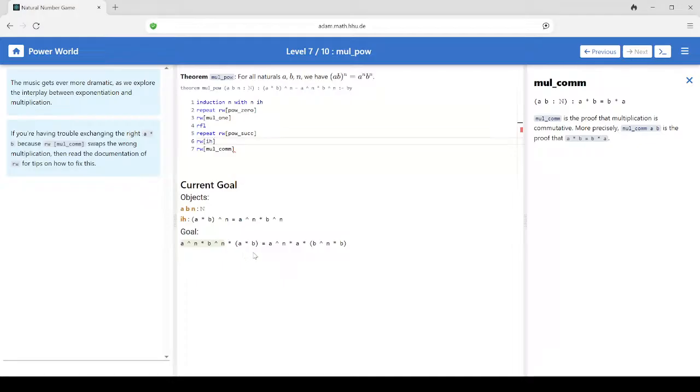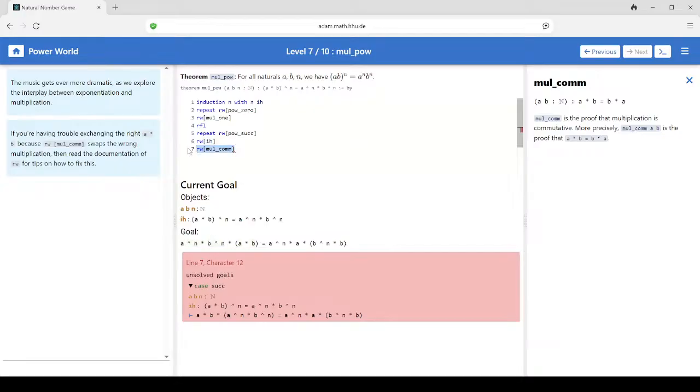We want to move a to the power of n times b to the power of n of a to the power of n times a times b to the power of n times b. Now we have this b by itself and this a by itself. I feel like at this point it's just a matter of moving things around.